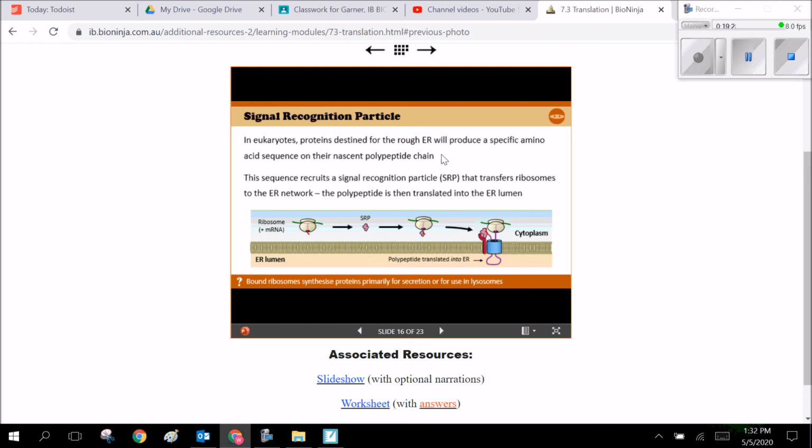So if a particular protein is destined for the rough ER, there's actually a specific amino acid sequence. As the ribosomes begin translation, the first thing they're going to make is that little sequence, and that sequence is going to be detected. So basically we have our mRNA, the ribosome reads it, produces the sequence, the sequence is detected, and then the ribosome is locked into the ER so that when it produces the protein, it goes immediately into the ER.